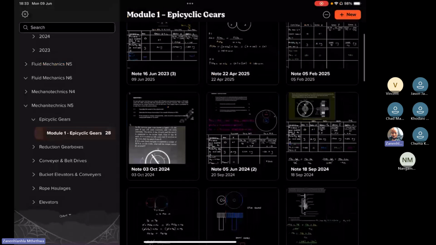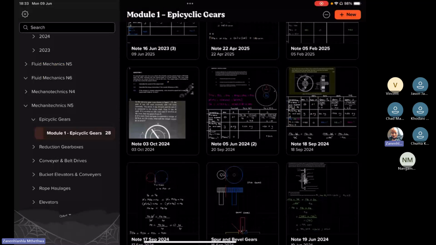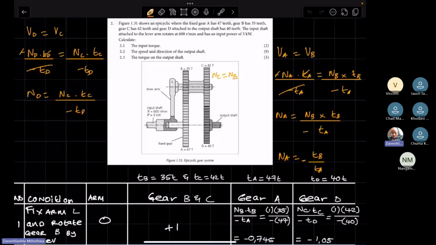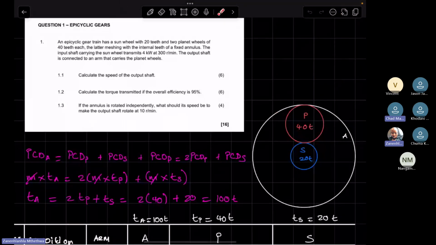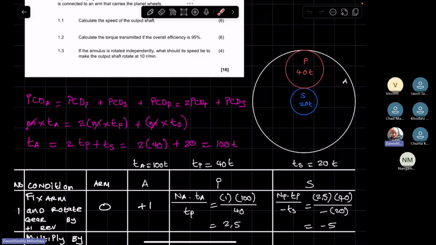Yes, those are typical cases of epicyclic gears, where you have a ring gear, a planetary gear, and a sun gear. The reason I'm saying we cannot use that here is that if you look at these gears, B is only meshing with A, and C is only meshing with D. There isn't a relationship between all of them.